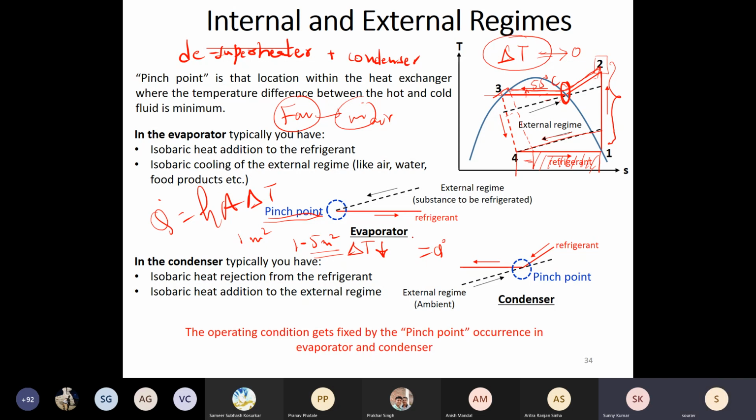Okay. Now, the benefit of a smaller delta T across the internal and external regime is that I minimize the overpressure required in the compressor. This is the ideal case where delta T is 0 at the pinch point. I would like to operate at this point, but practically I'll have to maintain 2 to 3 degrees.